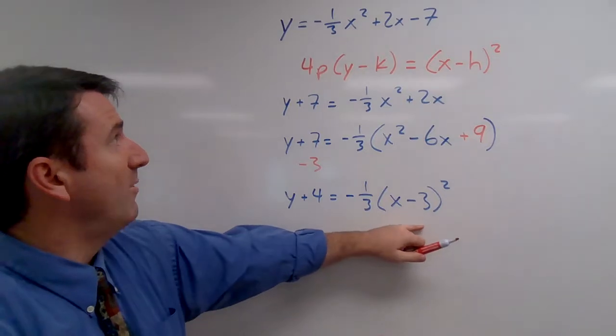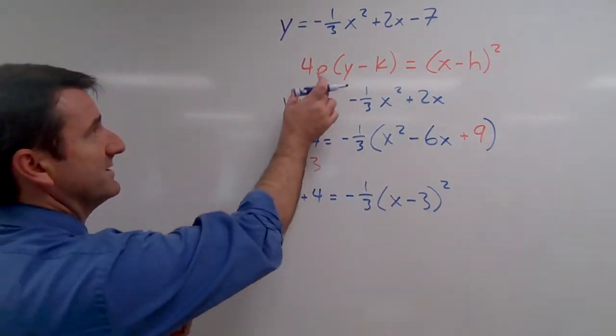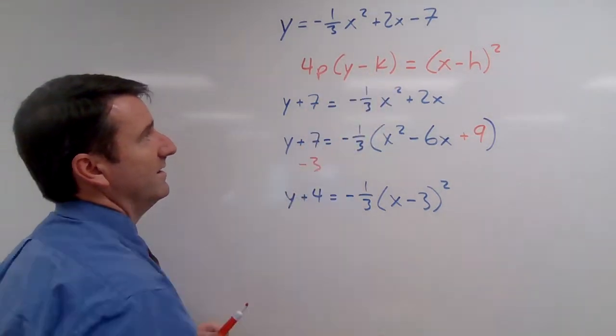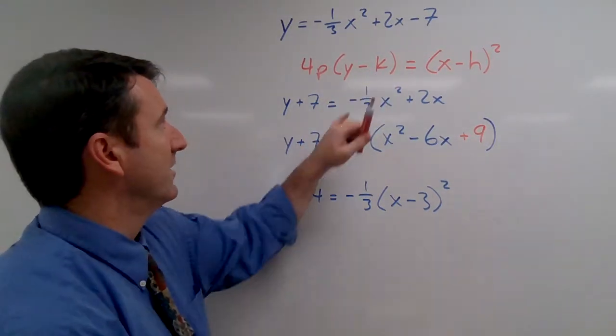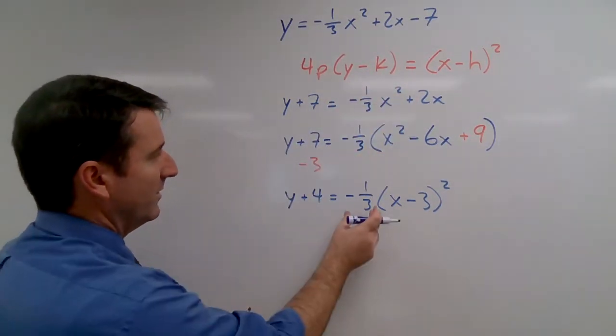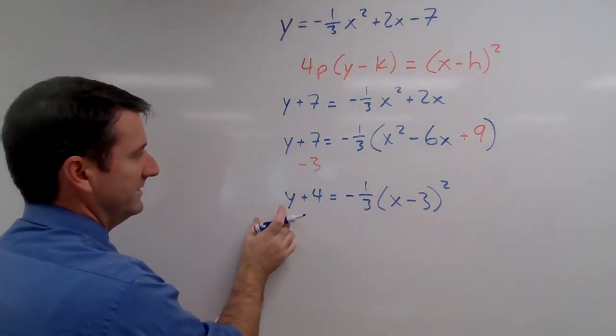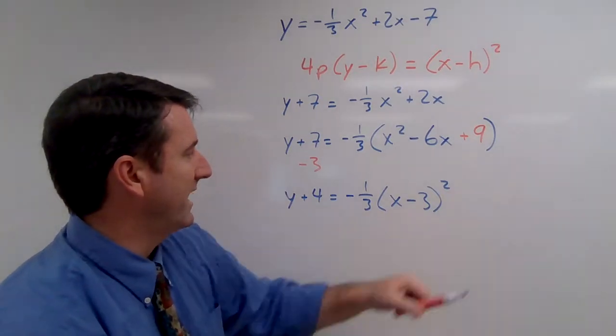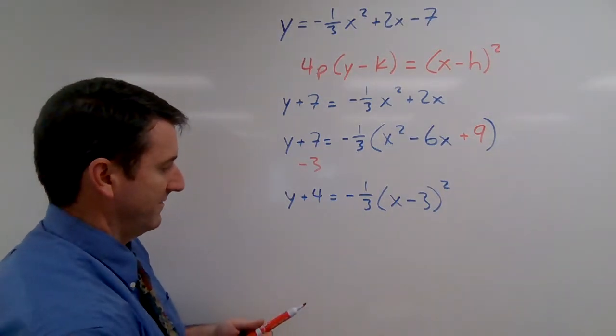Okay, so this is almost looking like this, but notice that the p here is going to be next to the term that's not being squared. So we want to get this negative 1/3 over to this other side of the equation. And we're going to do that by multiplying both sides by negative 3.